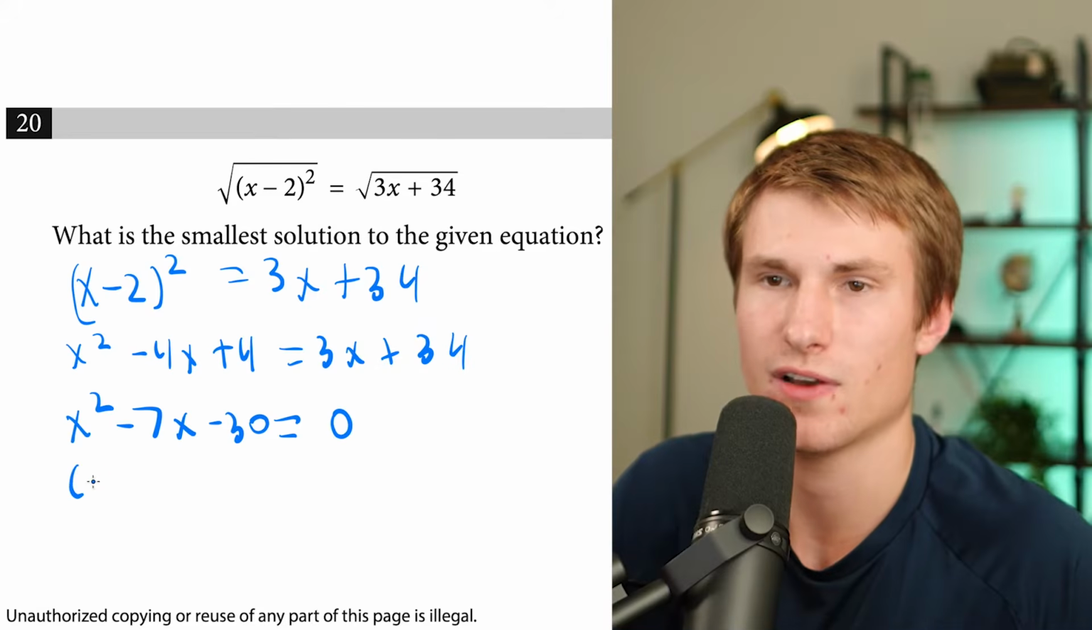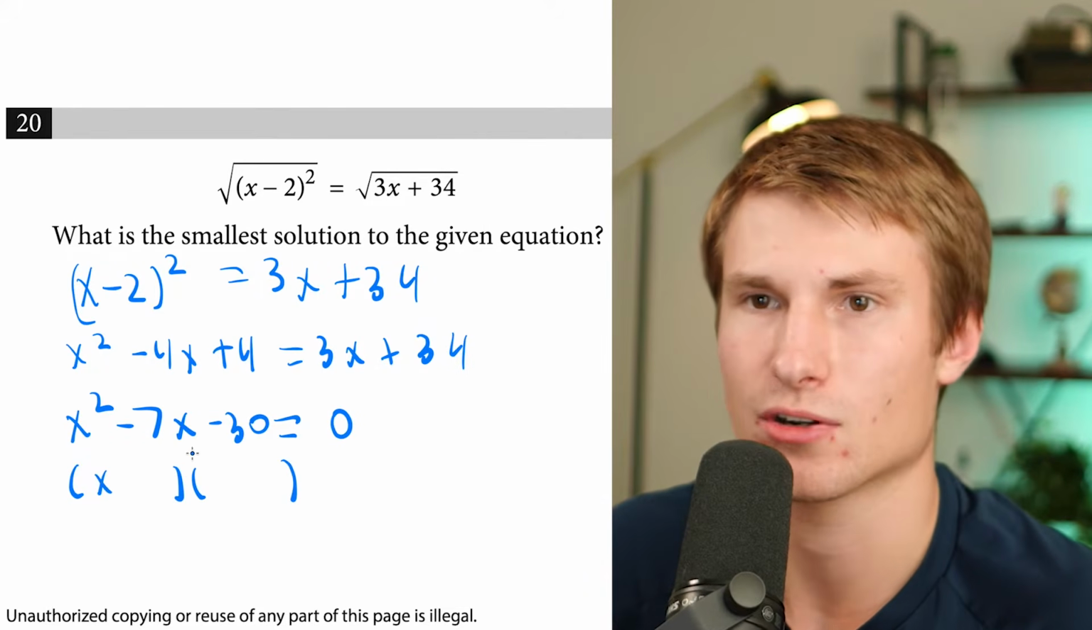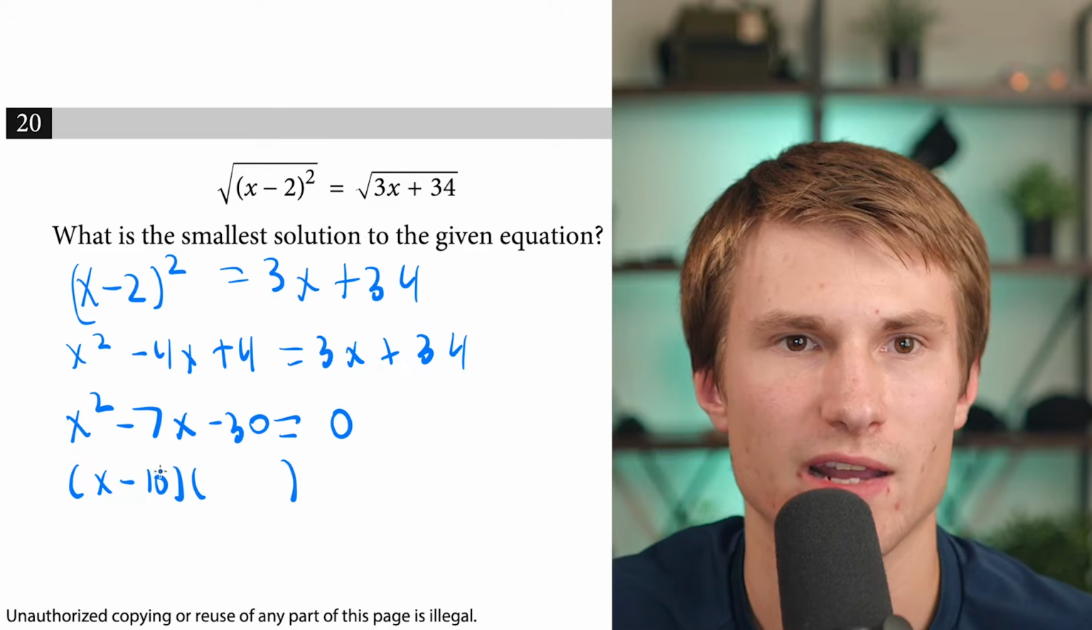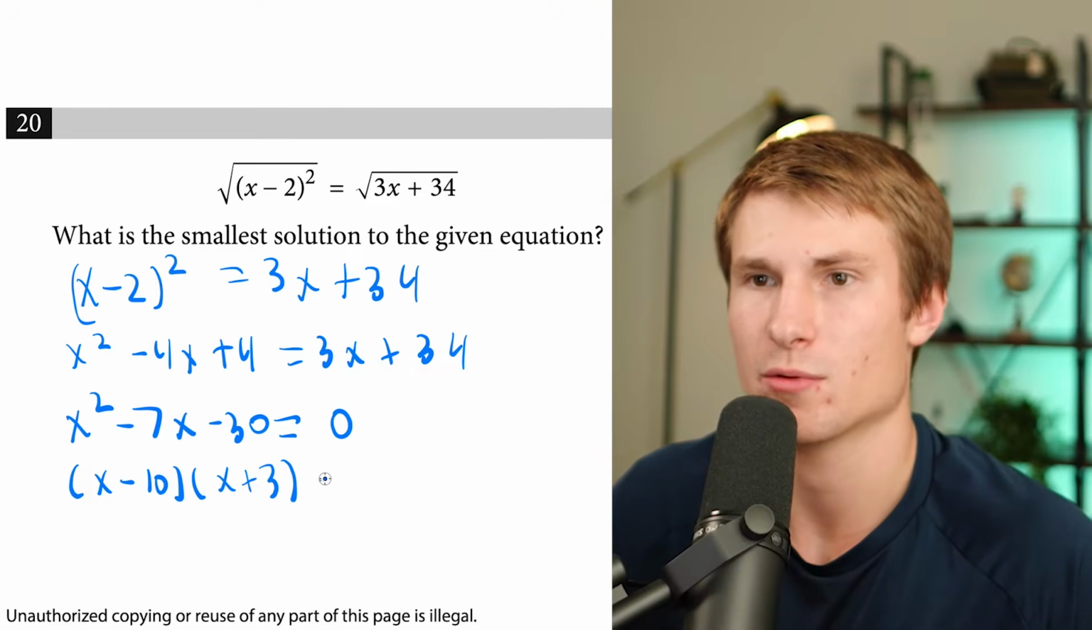From here, let's go ahead and factor this. I'm looking for things that multiply to get me negative 30 that have a sum of negative 7. 3 and 10 would fit that mold. So we'd have x minus 10, so we get this minus 7x, then we'd have an x plus 3. Okay, from here, we've gone ahead and factored this.